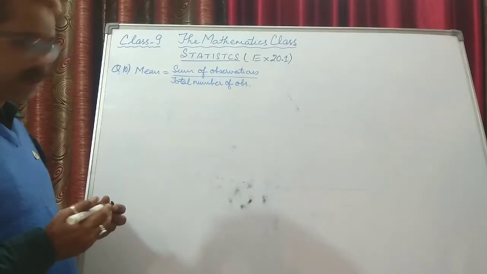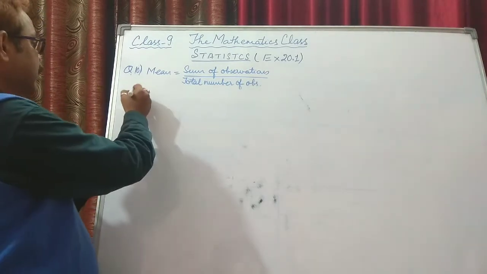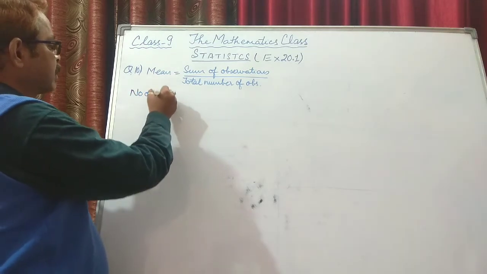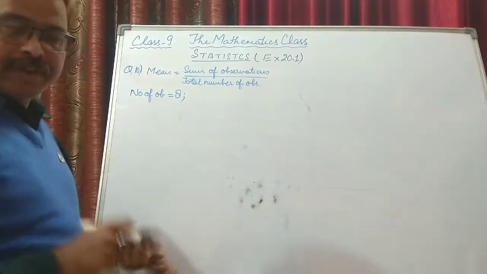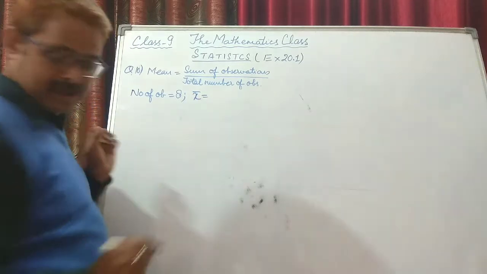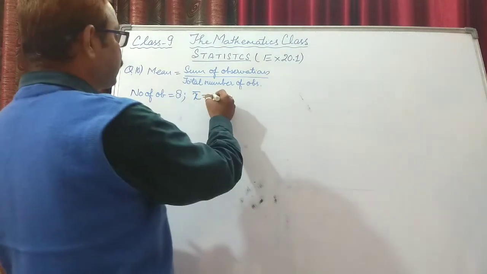Now next is question number 10. They say that the mean of 8 variates. It means the number of observations is given to us as 8. The mean of these 8 numbers is given to us as 10.5.